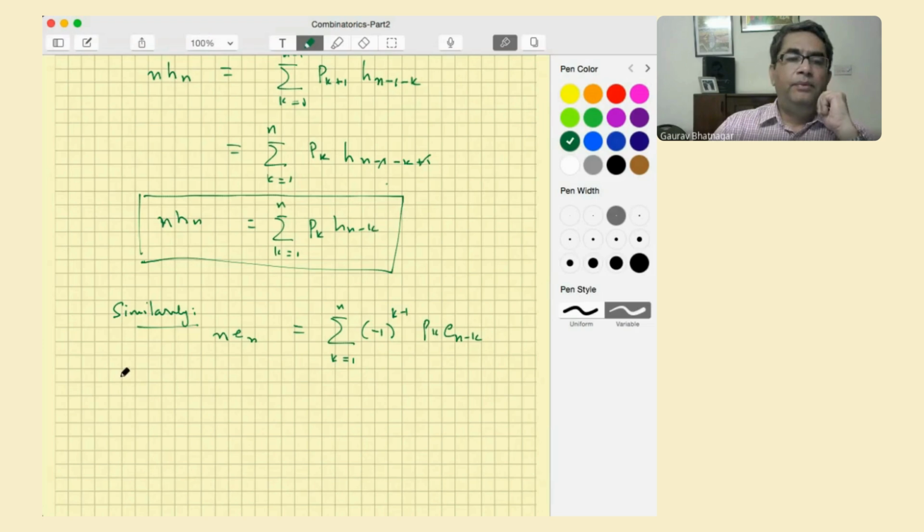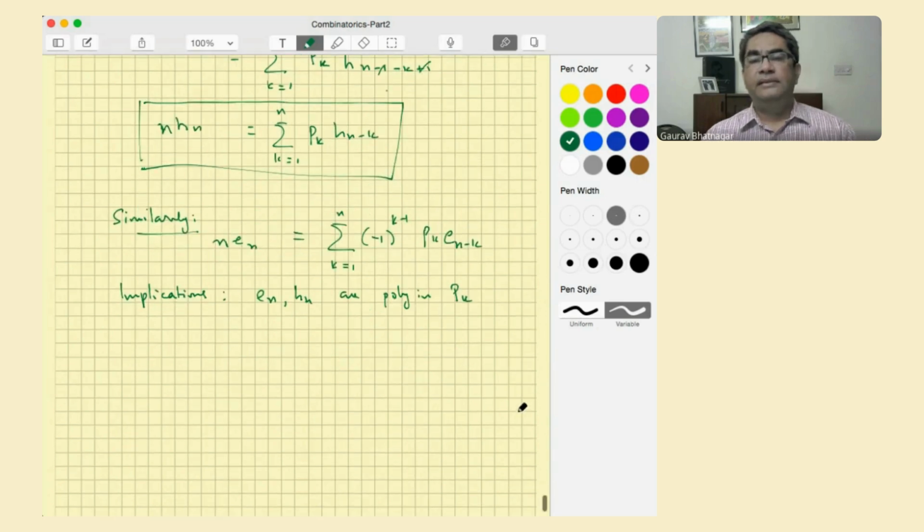So okay, the implications are both e_n and h_n are polynomials in p_k. This is the implication. So p_k also forms an algebraic basis.